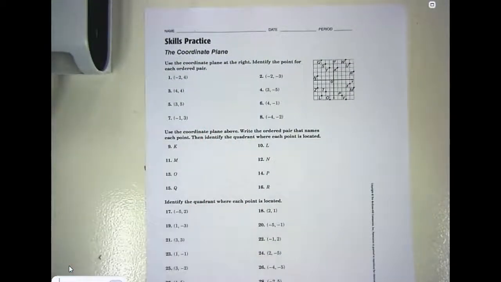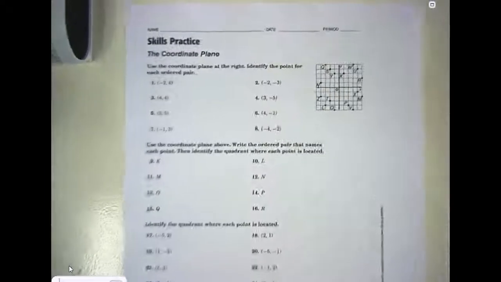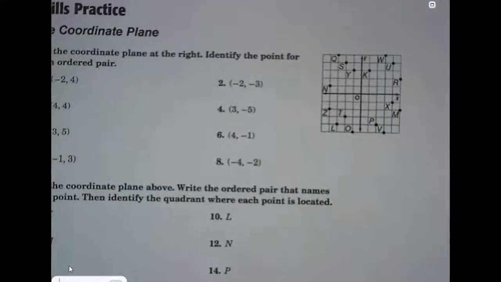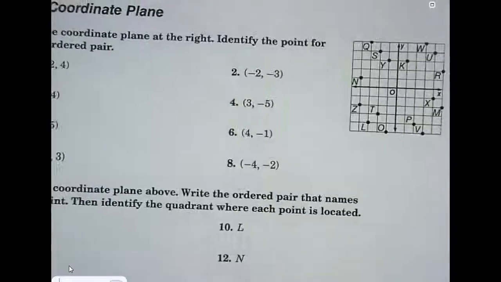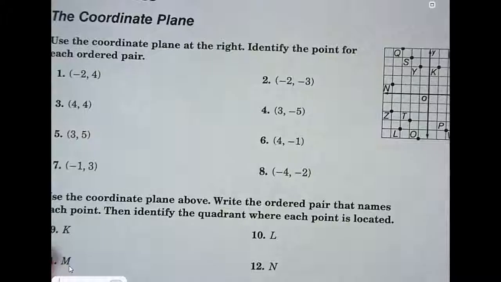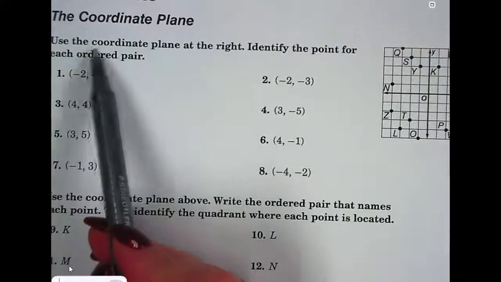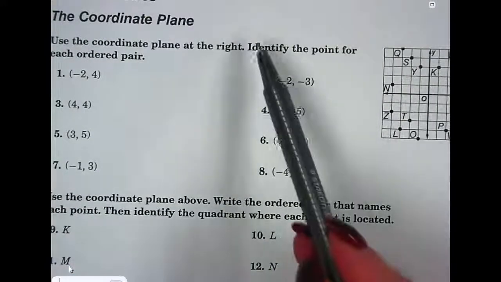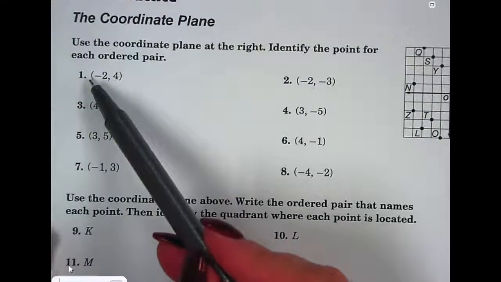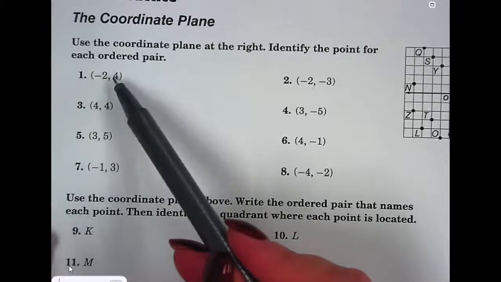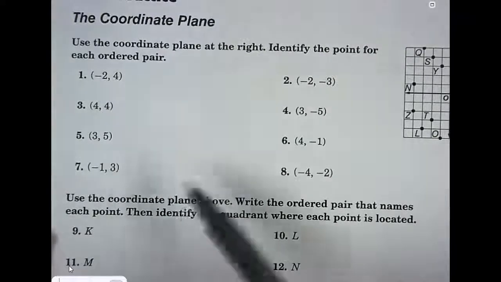All right, let's look at the skills practice. You have a skills practice about the coordinate plane. Let me zoom in because this little grid over here is teeny tiny. All right, so the directions for this first section say use the coordinate plane at the right. Identify the point for each ordered pair. This means I need to go to -2, +4, and tell what point lies there.